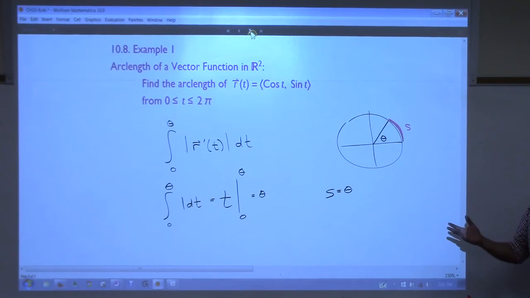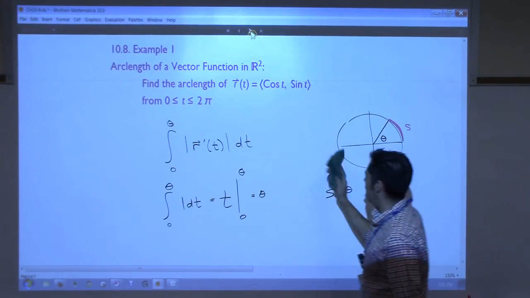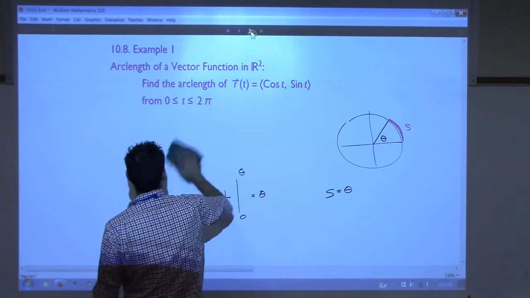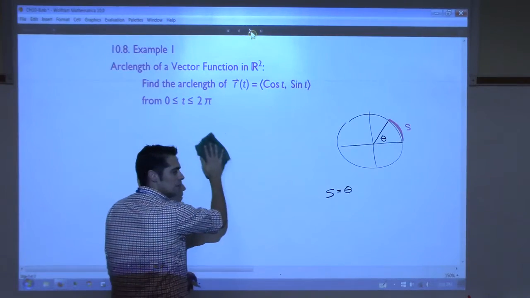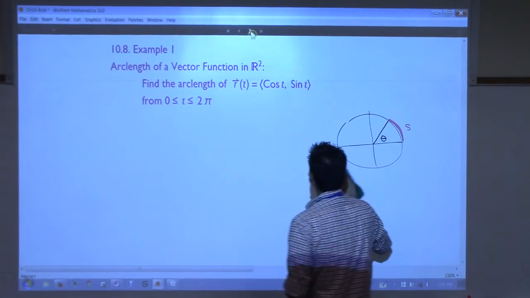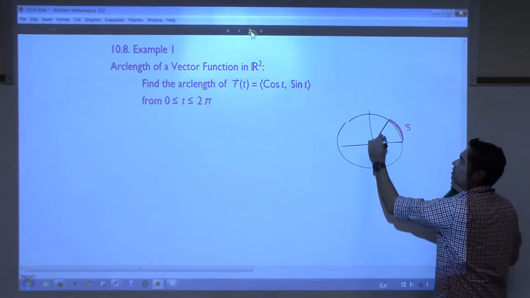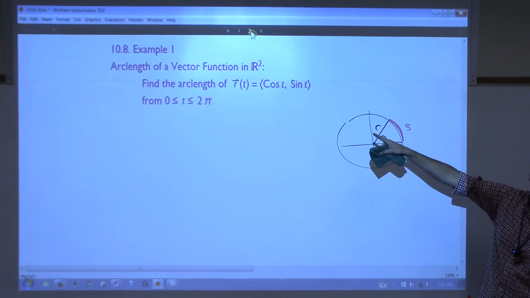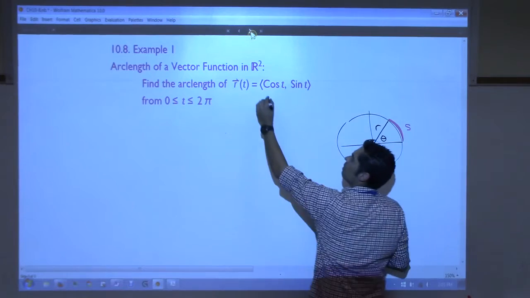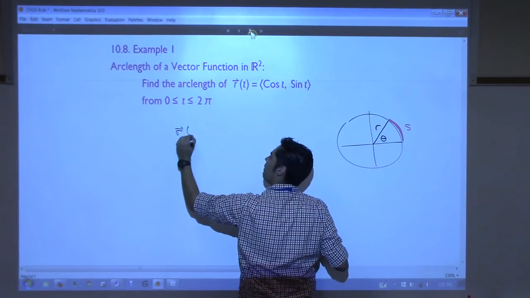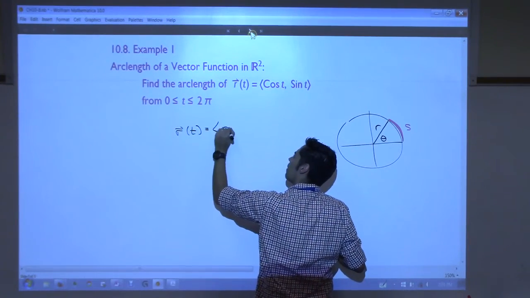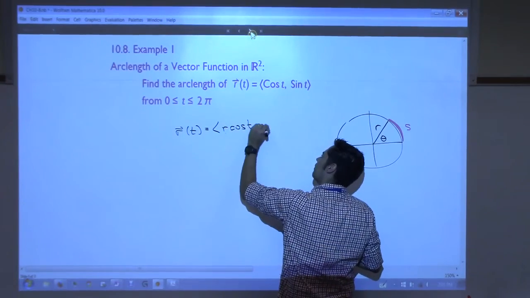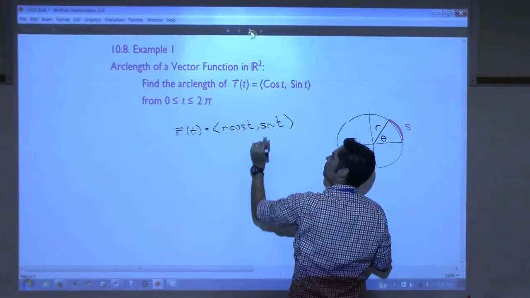You might be asking me why I did that. I want to change the problem. That's why I want you to see something. Did you all kind of follow that a little? Okay. What if I have not a unit circle, but a circle with radius r instead? How does my vector function change? R cosine. So we would have r cosine t, r sine t. I should put the r in there.